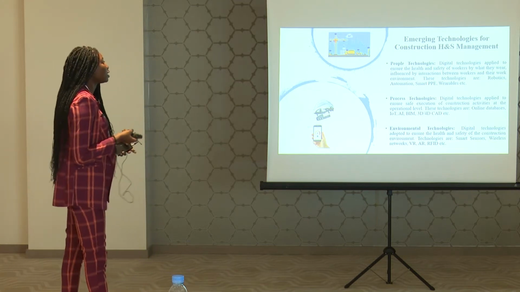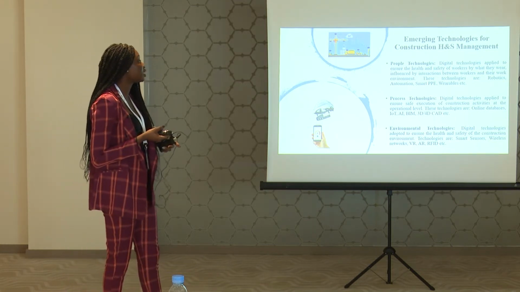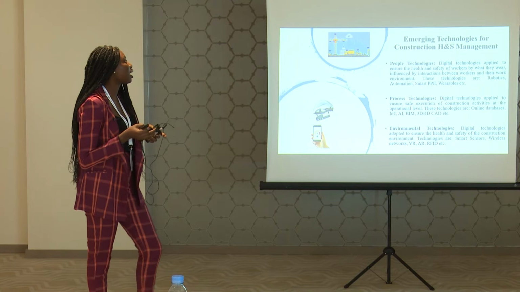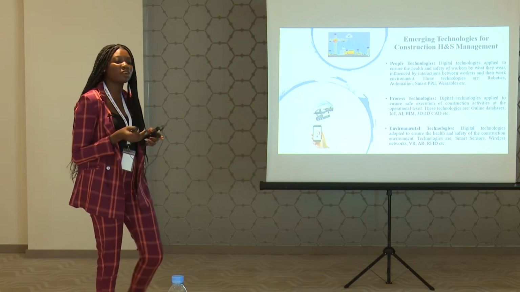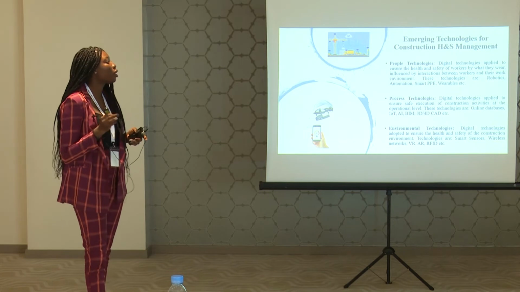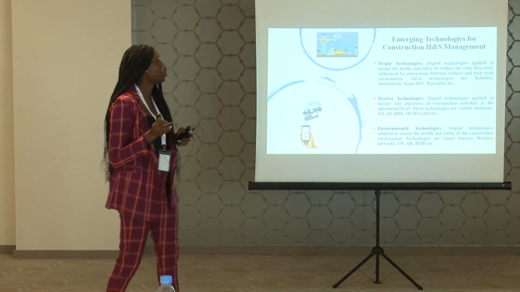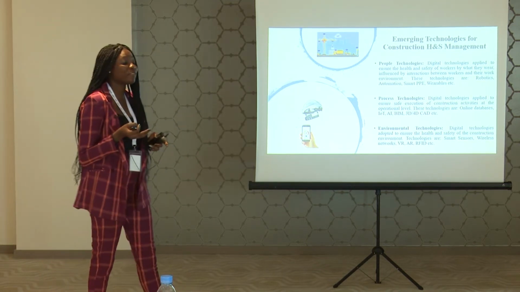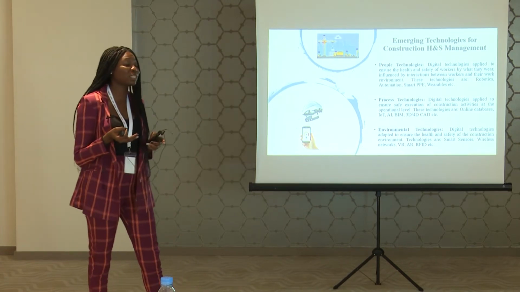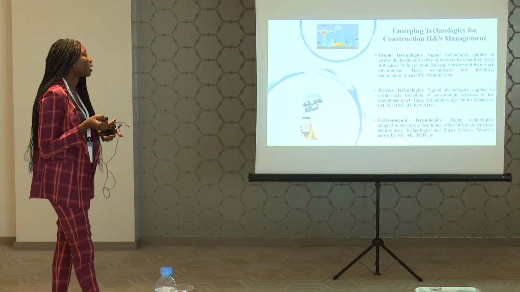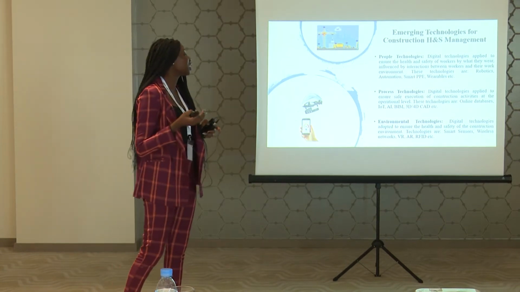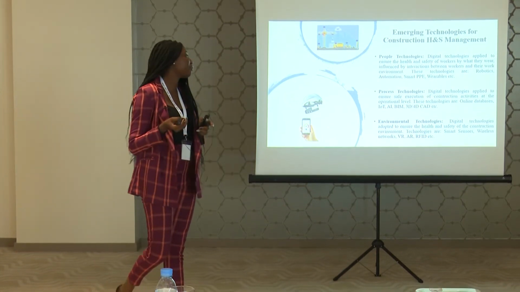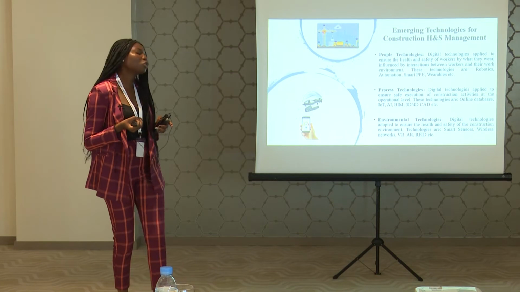The study categorized these technologies into 3 categories: people technologies, which are applied to ensure the health and safety of people by what they wear. Examples are robotics and automation, smart PPEs, and wearable technologies. Then process technologies are applied to ensure safe execution of the construction activities at the operational level. Examples are IoT, artificial intelligence, BIM, 3D, and 4D CAD. And environmental technologies are technologies applied to the environment during construction health and safety.